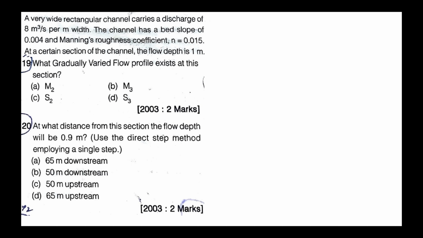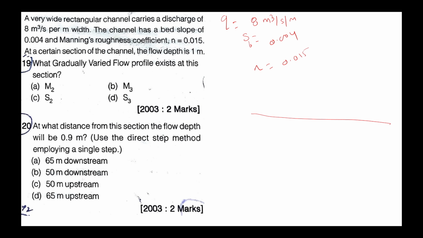Now moving ahead, question number 19 and 20. A very wide rectangular channel carries a discharge of 8 meter cube per meter width. Okay, so discharge is given 8 meter cube per second per meter width. The channel has a bed slope of 0.004. The Manning's roughness coefficient is 0.015. At a certain section of the channel, the flow depth is 1 meter. Let's say anywhere.